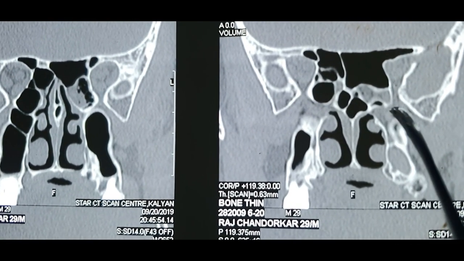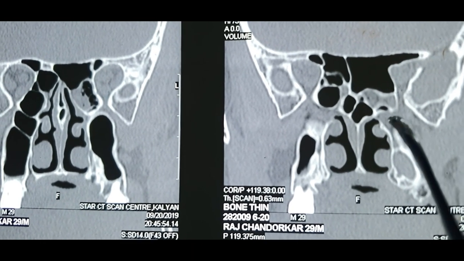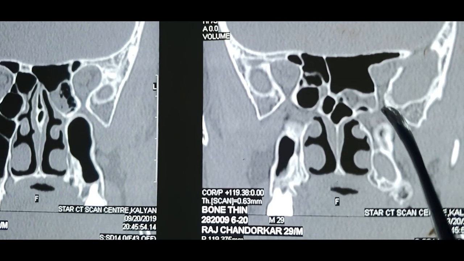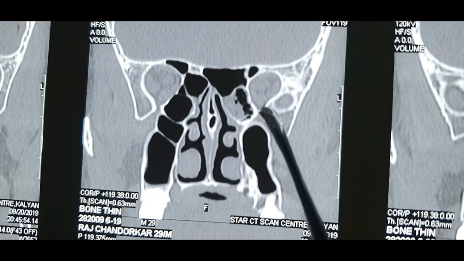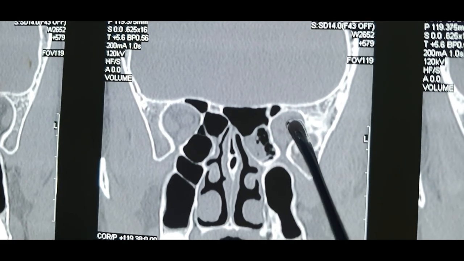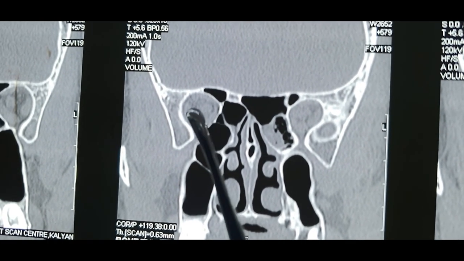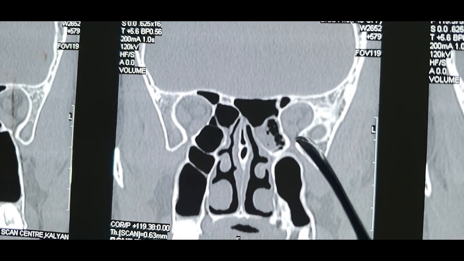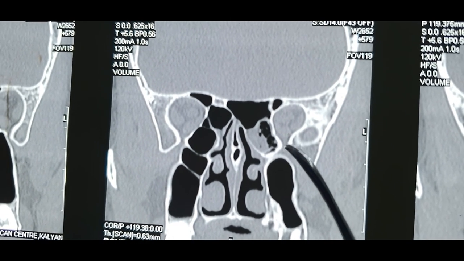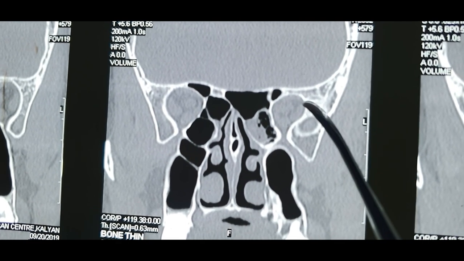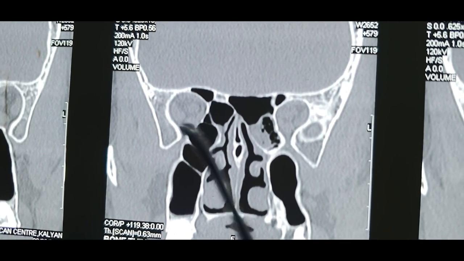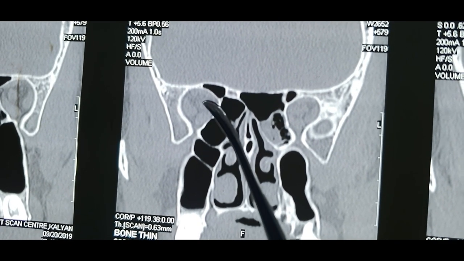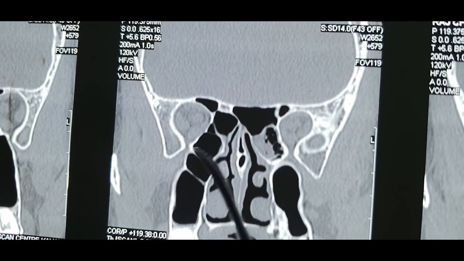You see this? Pterygopalatine fossa. And this is the infratemporal fossa. And what is this area? Simple logic. This is the orbit, and this is the inferior. What is this? Inferior orbital fissure. This is the orbit. This is the inferior orbital fissure. As it is inferiorly opening, this is the orbit. So it is inferior orbital fissure.